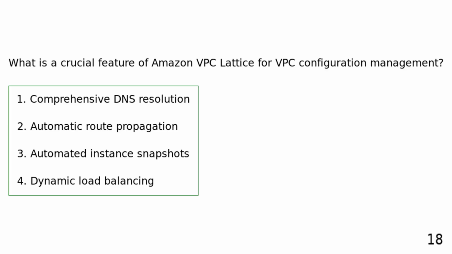What is a crucial feature of Amazon VPC Lattice for VPC configuration management? Comprehensive DNS resolution. Automatic route propagation. Automated instance snapshots. Dynamic load balancing.